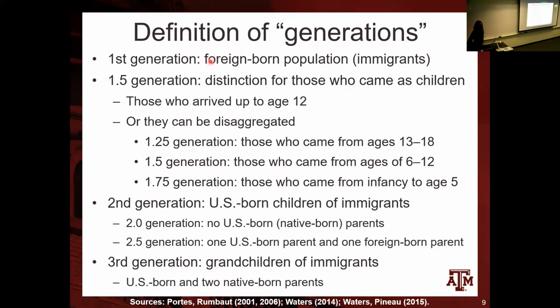So the first generation is pretty much people who were born outside of the US and immigrated to the US. These are foreign-born people living in the country. The 1.5th generation are also people who were born outside of the US and moved into the US, but the difference here is that they arrived in the US when they were still children. So they arrived when they were up to the age of 12.